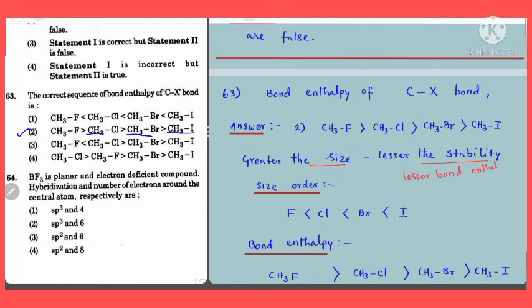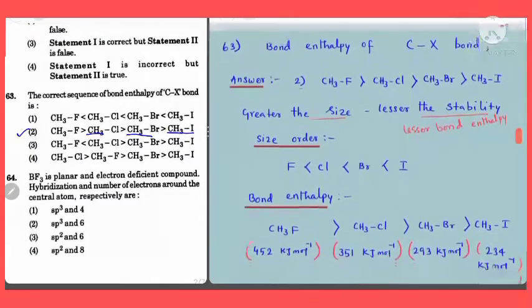Which is less stable among these compounds? The iodide compound has the least bond enthalpy. The one with more stability is the fluoride compound, which has greater bond enthalpy. So the correct order is fluoride, chloride, bromide, iodide. This is the correct decreasing order, so option 2 is the correct one.